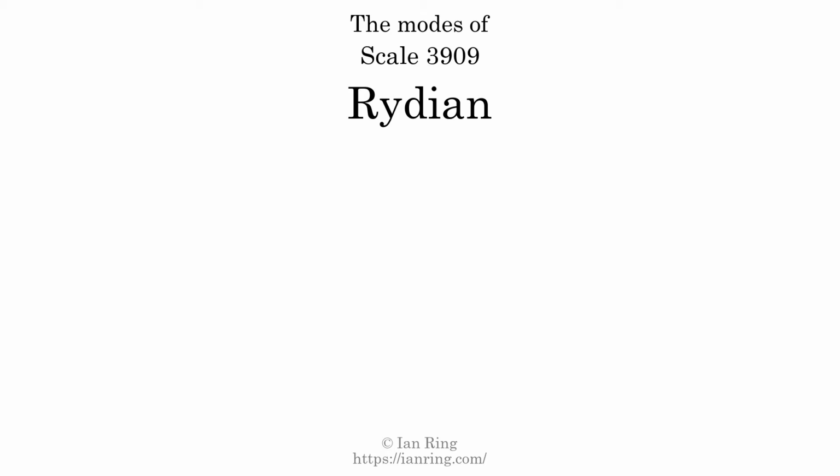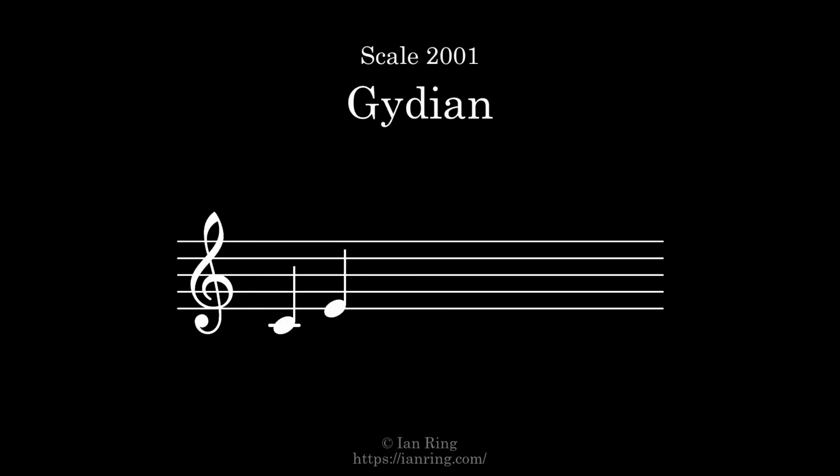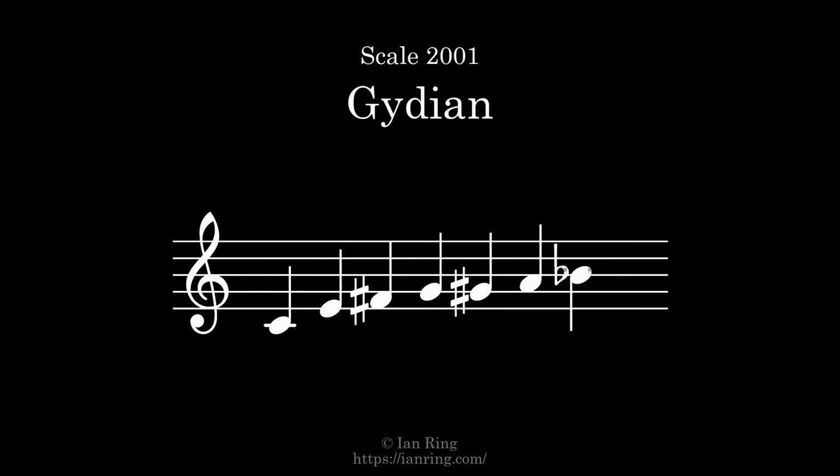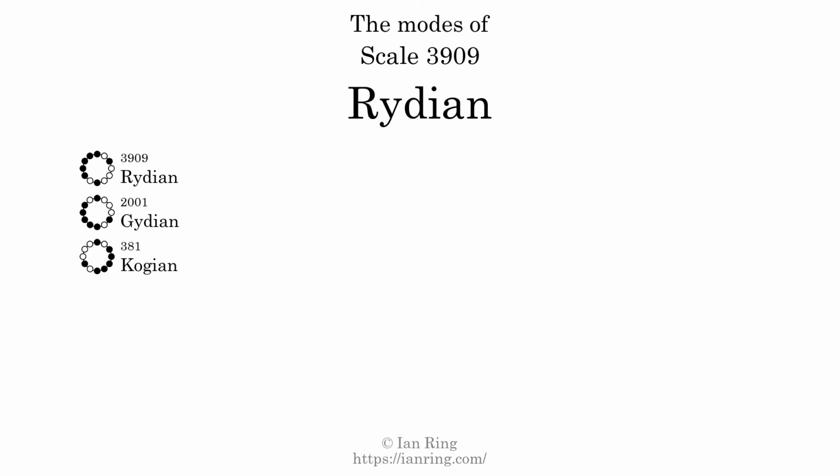This scale has 7 modes. The first mode is itself. The second mode is scale 2001, also known as Rydian. It sounds like this. The third mode is scale 381, also known as Coherence. It sounds like this.